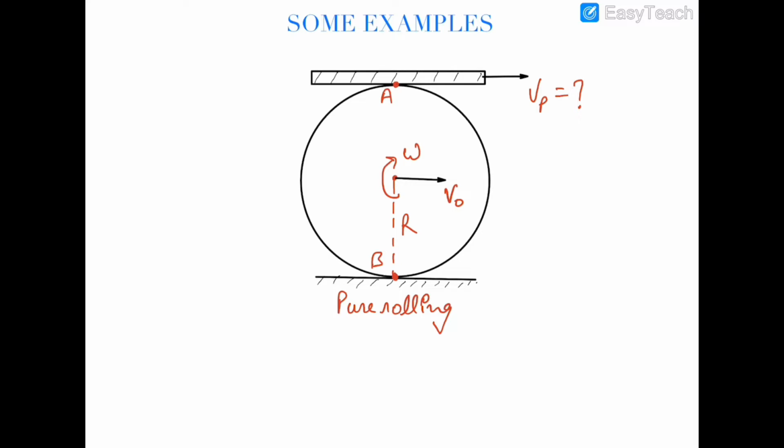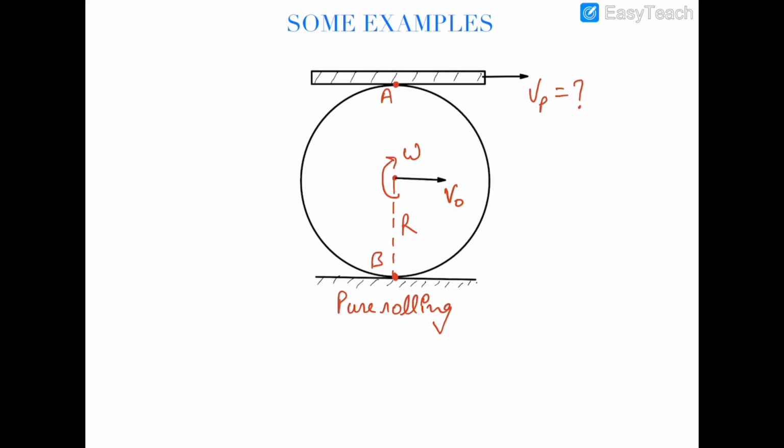In this video, we'll discuss the numerical problems or some examples which are based on rolling. So in this first example, we have to find out the velocity of this plank which is kept over this ring, and this ring is rolling purely on the ground, and in fact there is no slipping anywhere. So there are 2 points of contact A and B, and there is no slipping at both of them. So we have to find out the velocity of the plank.